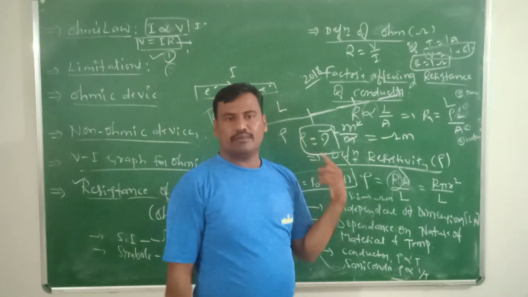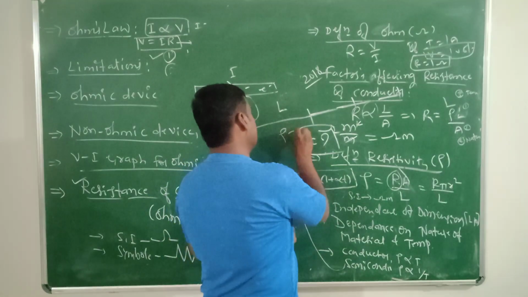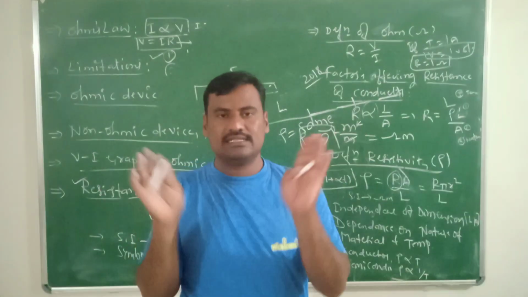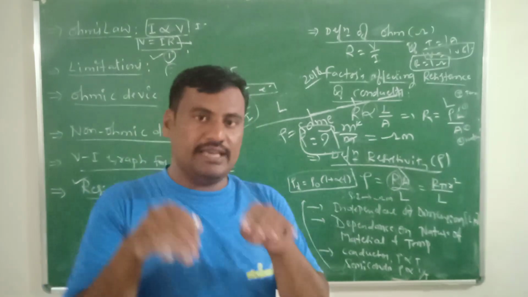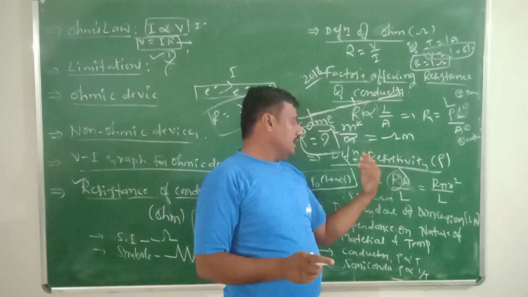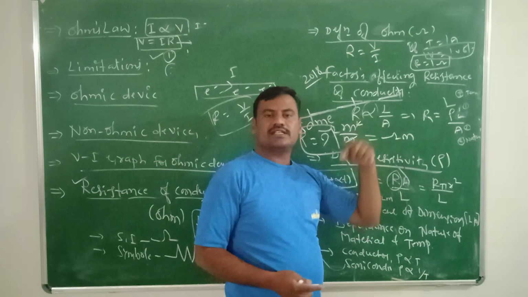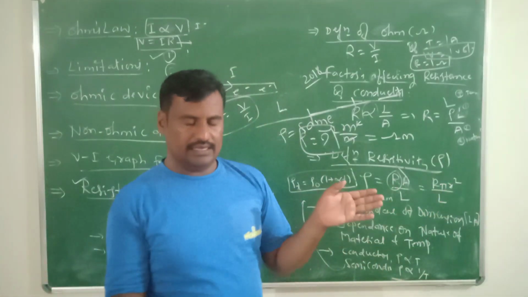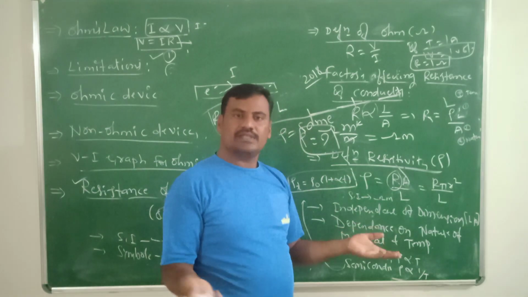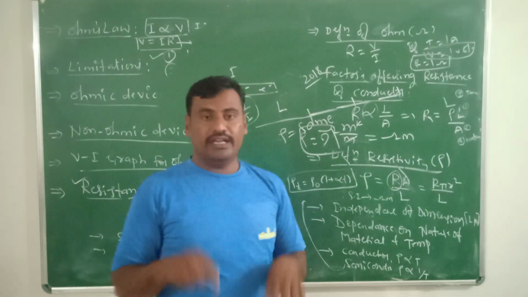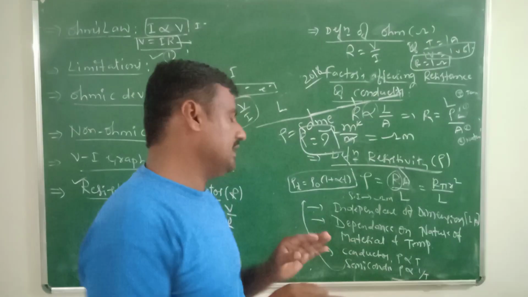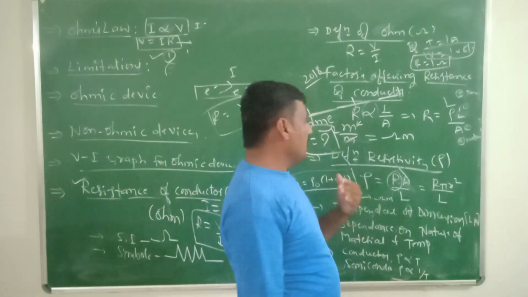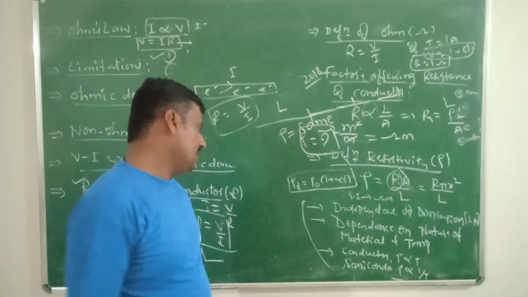Okay, the answer is very simple. In this case, the resistivity will be same. If length increases 3 times, resistivity is same. Why same? Because resistivity is independent of its dimension. It is independent of its length. Length increases, resistivity is same. Area increases, again resistivity is same. It will change only if the nature of the material is changed, and also if temperature is changed.